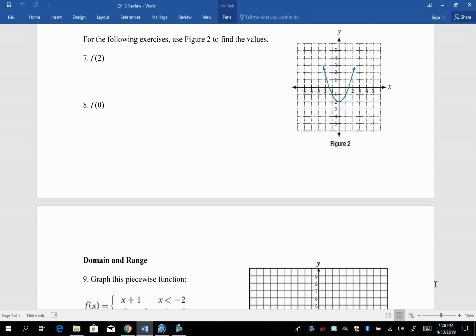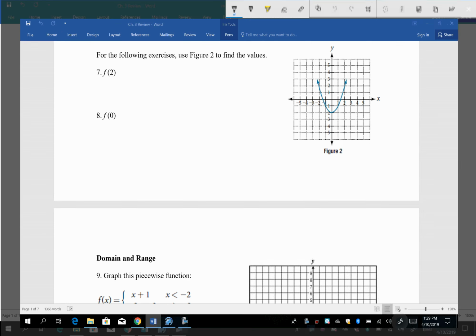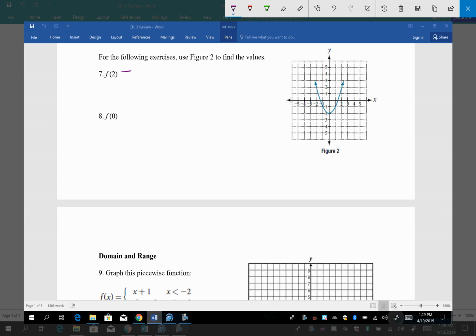All right, so let's start by looking at f of 2, my apologies. F of 2 means the x value is 2. Here is the x value of 2, right there. Where is the y value? At 2 as well, so the answer is 2. F of 2 is 2.